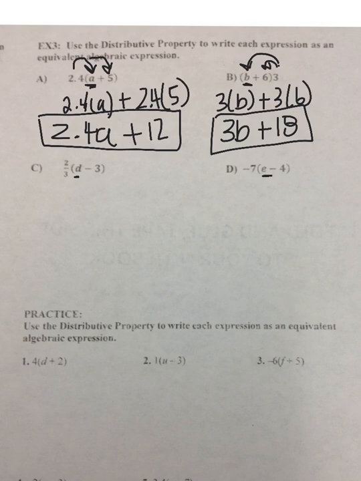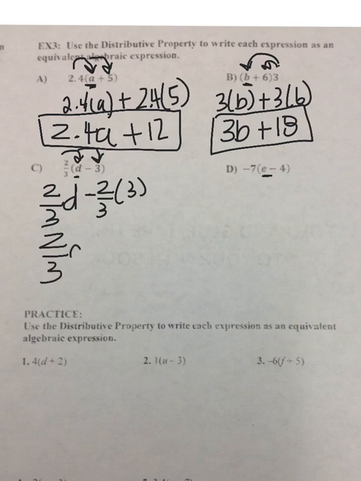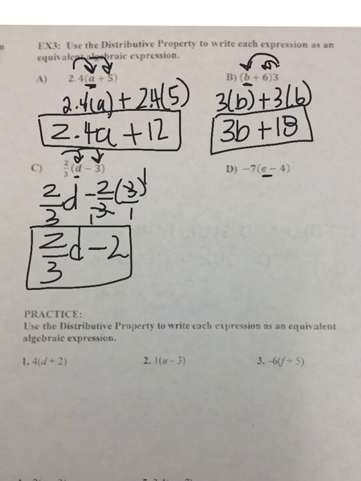Number C, we have 2/3 times the quantity d minus 3. So again, we want to distribute the 2/3 to the d and to the negative 3. So we have 2/3 times d, and then minus 2/3 times 3. Just cleaning up this part with the fraction, 2/3 d is simplified. And then we can cross divide, multiply, simplify, and this just becomes a 2. So 2/3 d minus 2.